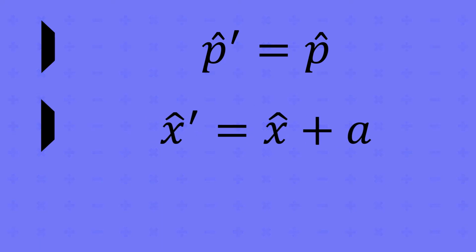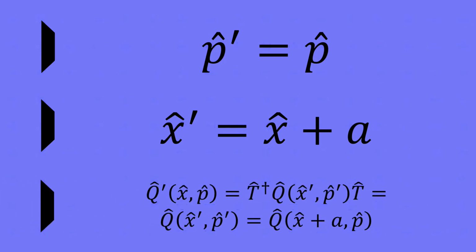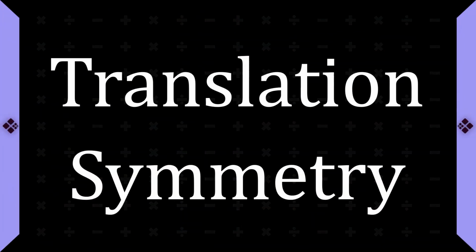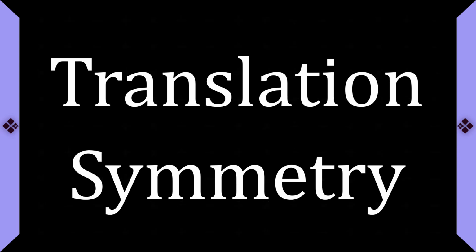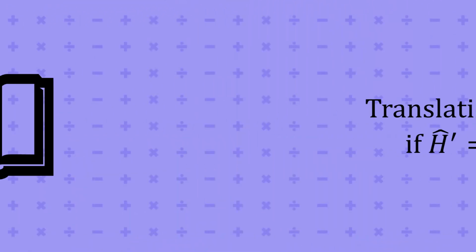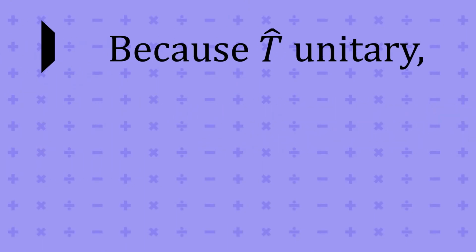For example, p hat dash is equal to p hat, i.e. the momentum operator is unchanged by the translation transformation. Also, we have that x hat dash is equal to x hat plus a. Knowing how the position and momentum operator behave under translation, we know how any operator behaves because we have this equation here. Now, let's discuss translation symmetry.